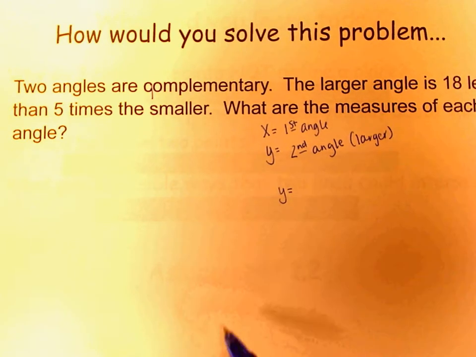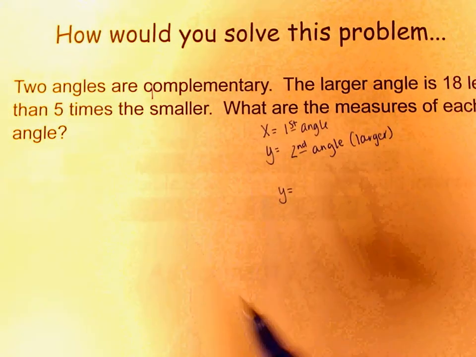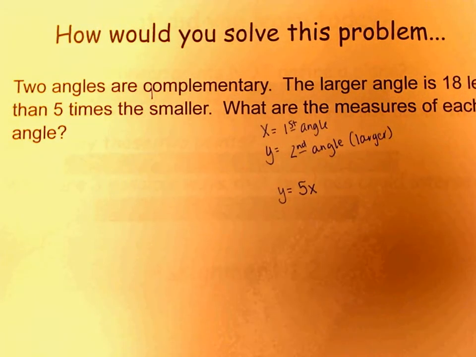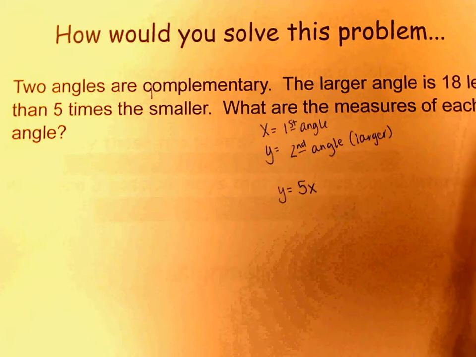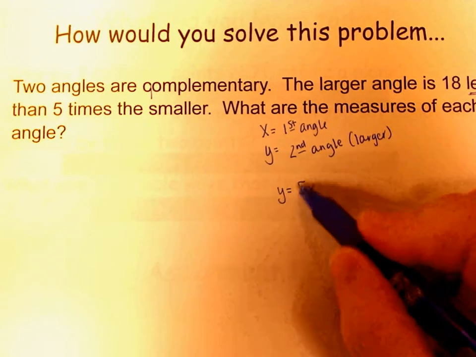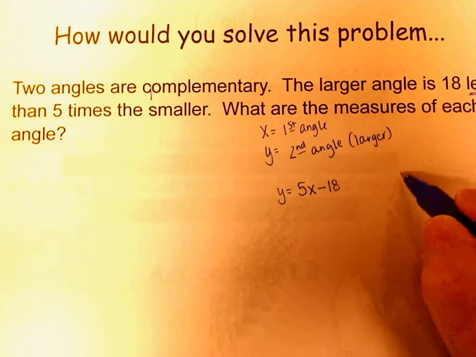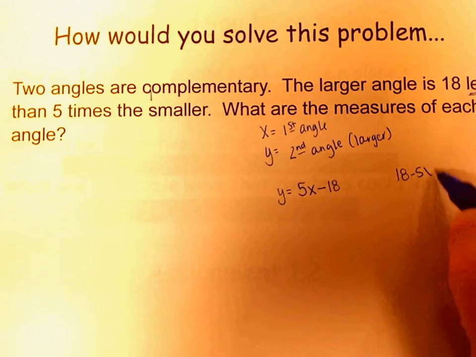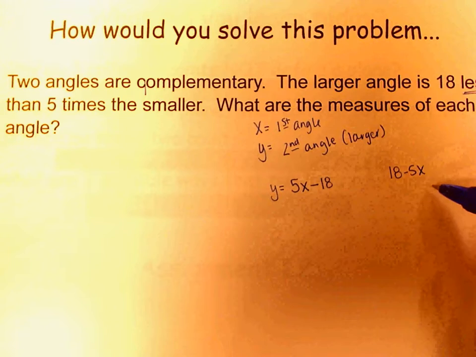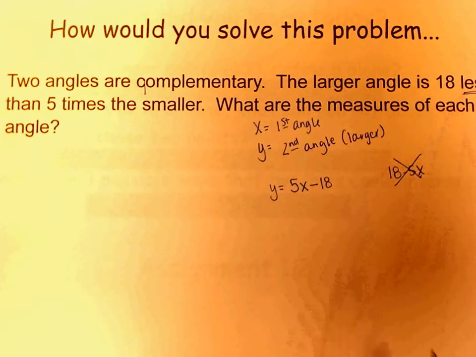Well, I know how to write 5 times the smaller. If I'm using x as the smaller one, 5 times the smaller is simply 5x, right? And if I want 18 less than that, what does less mean mathematically? It means we're subtracting. So I want to take the 5 times the smaller, and I want to subtract 18 from it. Make sure you understand that's not the same thing as 18 minus 5x. This is not 18 less than 5 times the smaller. You have to start with the 5 times the smaller and subtract the 18 from it if you want 18 less than that.